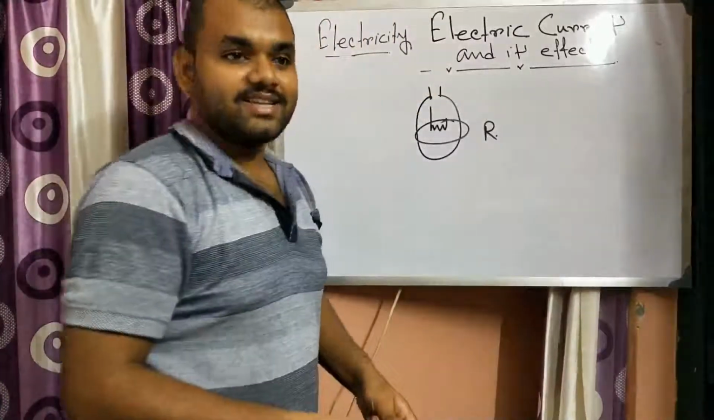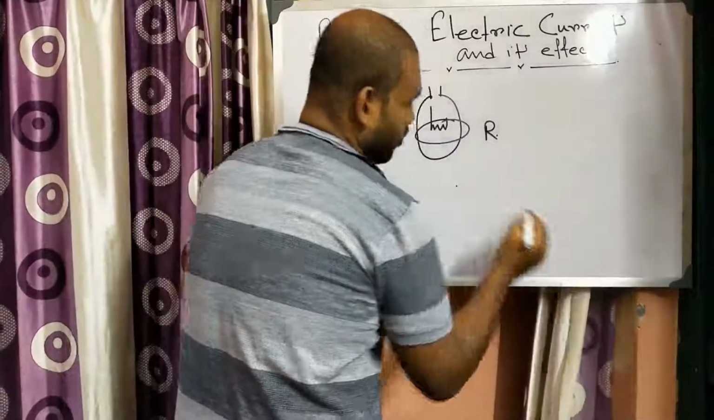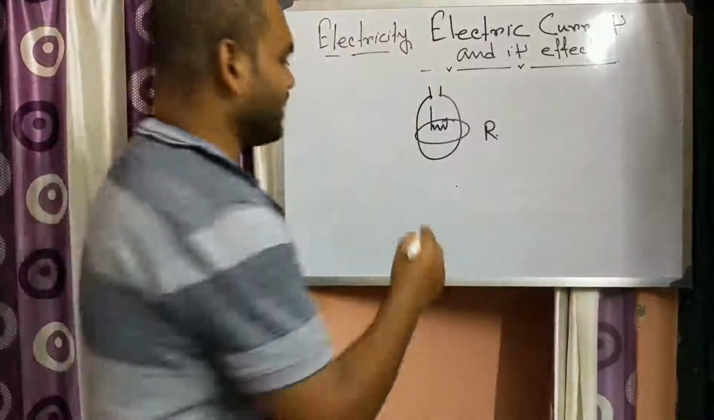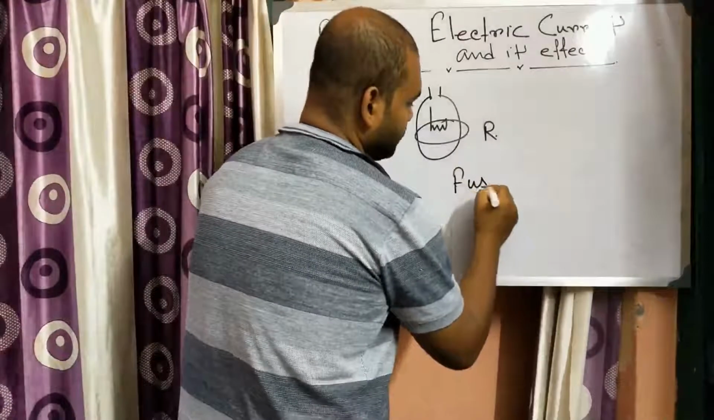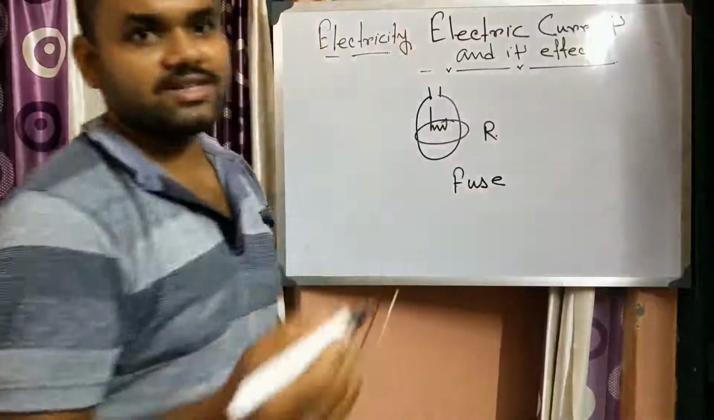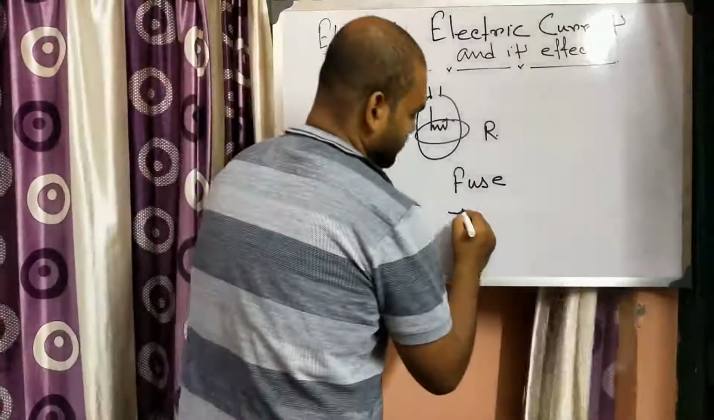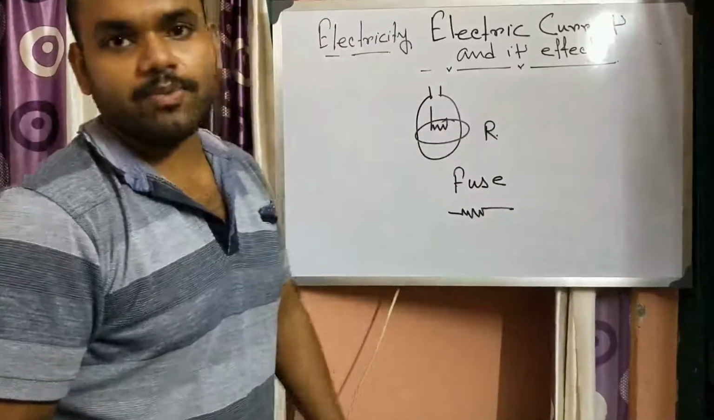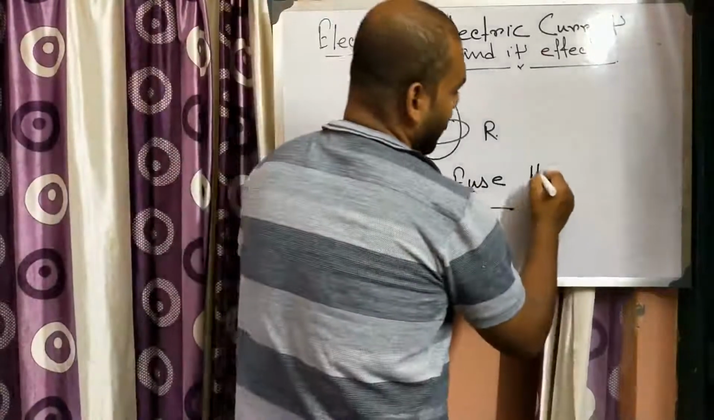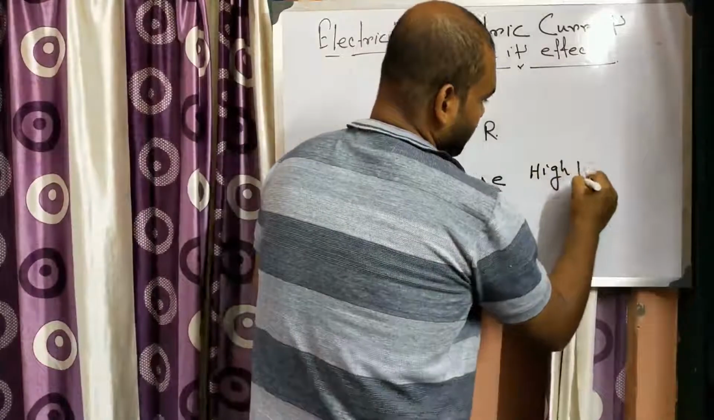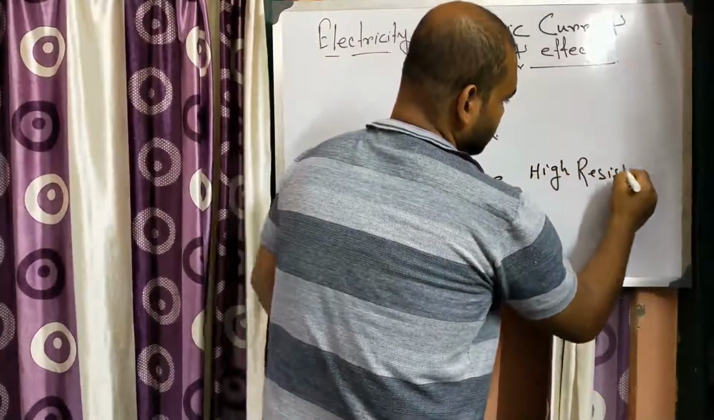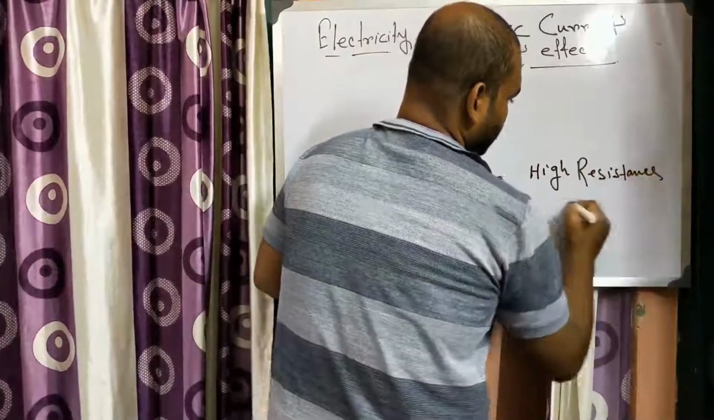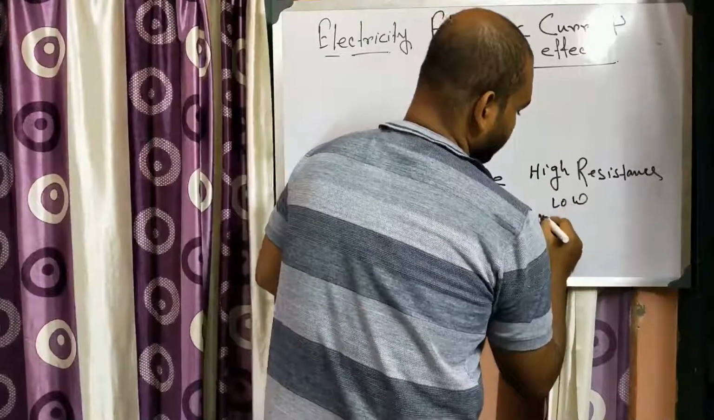So what is that appliance, or rather, that circuit component? That circuit component is known as a fuse. What is a fuse? A fuse is nothing but a particular wire. This is known as fuse wire. This fuse wire has a property, that is, it has a high resistance and low melting point.